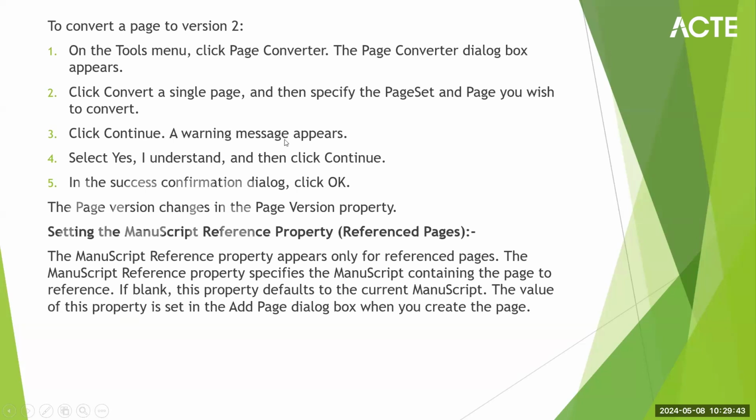Click continue. A warning message appears. Select yes, I understand, and then click on continue. That's a warning dialog box before continuing, before changing the version. In the success confirmation dialog, click OK. The page conversion changes the page version property.